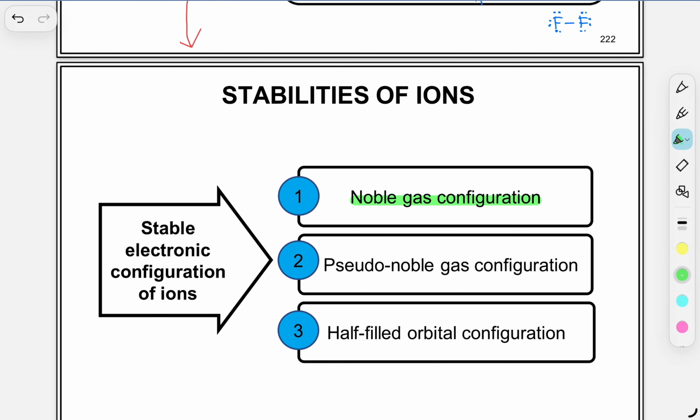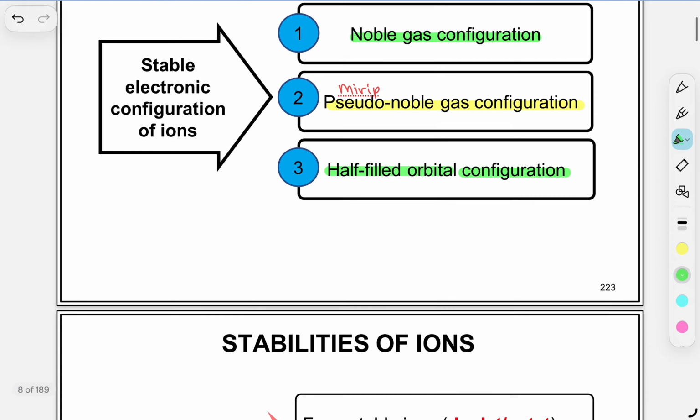Next, additionally, you have to know there's also pseudo noble gas configuration. So what is this word pseudo? Pseudo means similar. Pseudo noble gas configuration. And finally, we have been learning a lot about half-filled orbitals, and that is also a stable configuration. We know half-filled orbitals have extra stability, therefore that can also be made into a configuration.